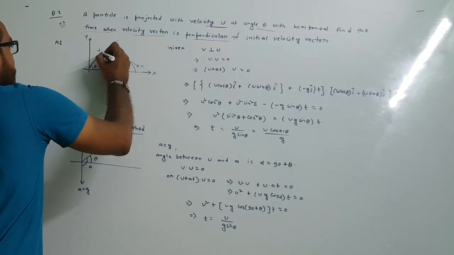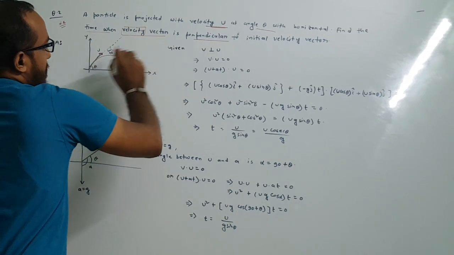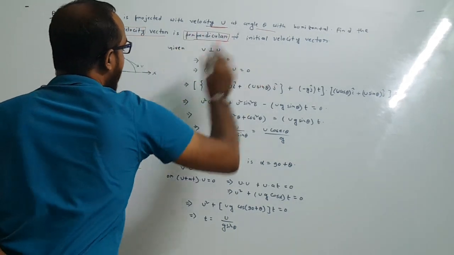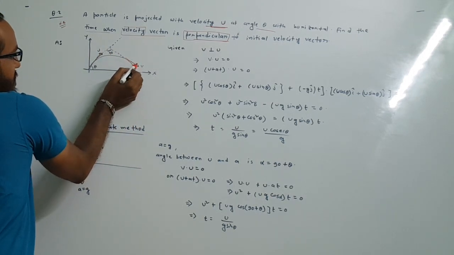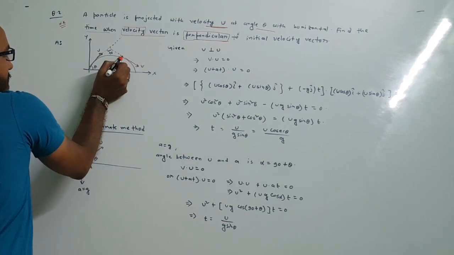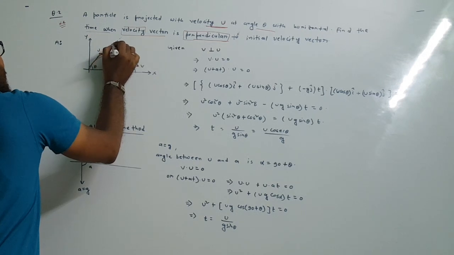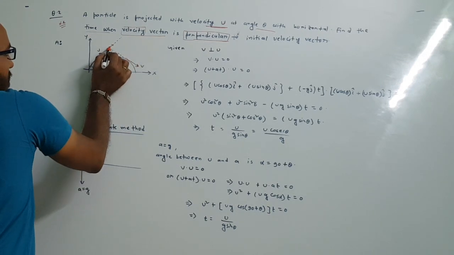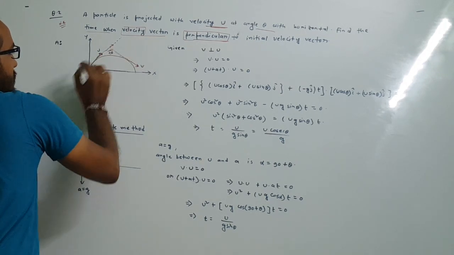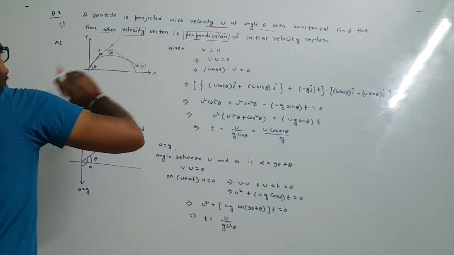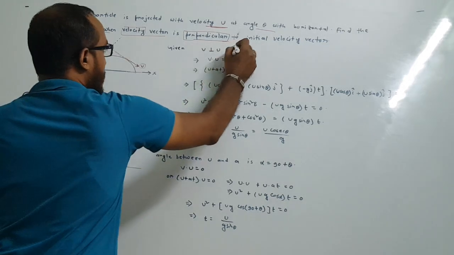See, you have thrown an object with velocity u. They are asking to find the velocity when it is perpendicular to the initial velocity. So let us say this is the velocity v. Extend this backward, and this is the u. So the line of application of u and the line of application of v are perpendicular. So this angle is 90 degree. So here v is perpendicular to u.